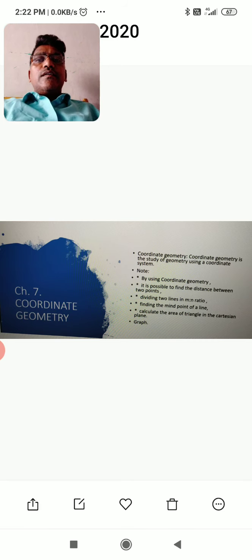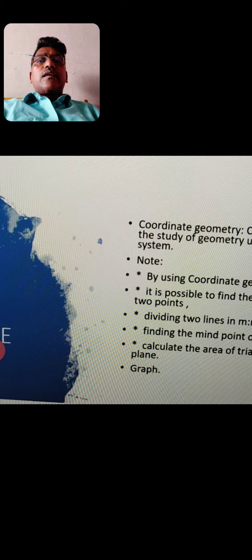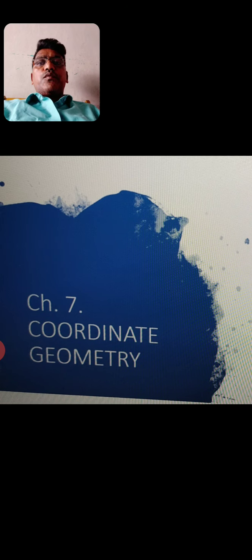Okay, here you see the PA1 portion is completed and we are going to start the PA2 portion. The PA2 portion includes chapter number 5, chapter number 6, chapter number 7. So I want to start with chapter number 7. It is related to chapter number 3. We already completed chapter 3.